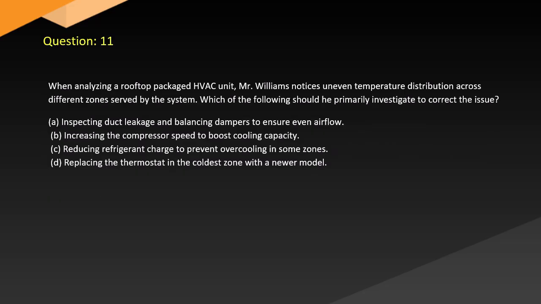Question 11. When analyzing a rooftop packaged HVAC unit, Mr. Williams notices uneven temperature distribution across different zones served by the system. Which of the following should he primarily investigate to correct the issue? A. Inspecting duct leakage and balancing dampers to ensure even airflow. B. Increasing the compressor speed to boost cooling capacity. C. Reducing refrigerant charge to prevent overcooling in some zones. D. Replacing the thermostat in the coldest zone with a newer model.